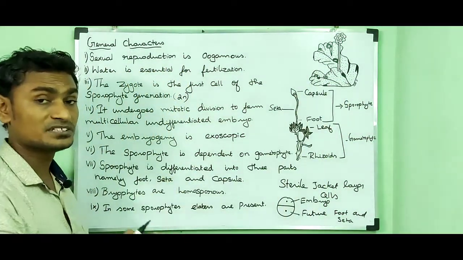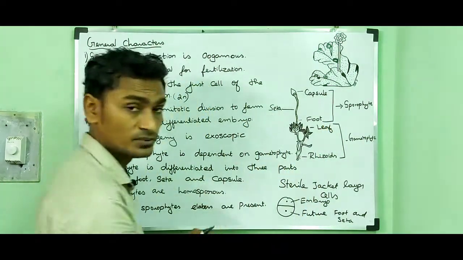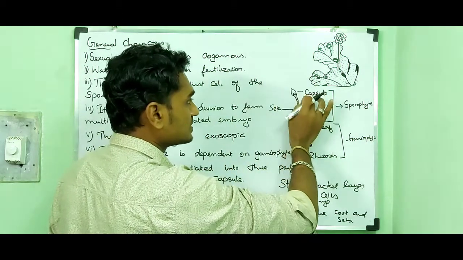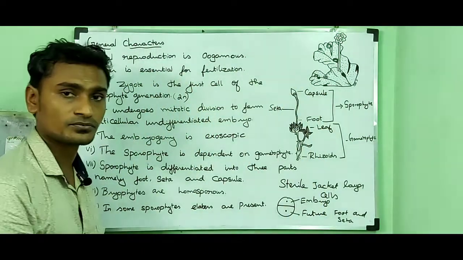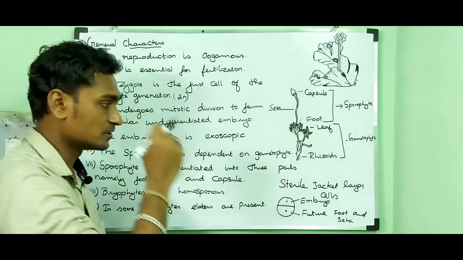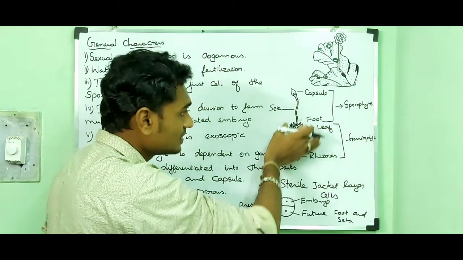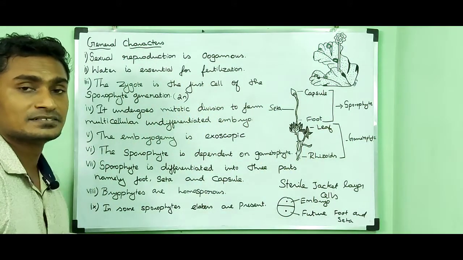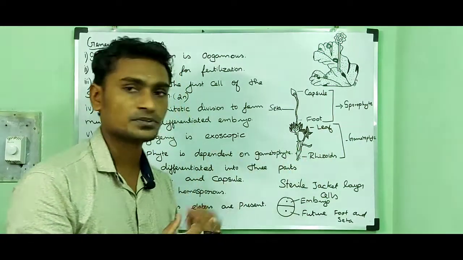So the sporophyte can be differentiated into three parts, namely foot. This region is called the foot. A stalk-like structure is called seta, and finally it contains a capsule. The foot is embedded in the gametophyte. Why is it embedded in the gametophyte? The nutrition and water produced by the gametophyte are transferred to the sporophyte through this foot. So the foot can transport the nutrition and water from the gametophyte.